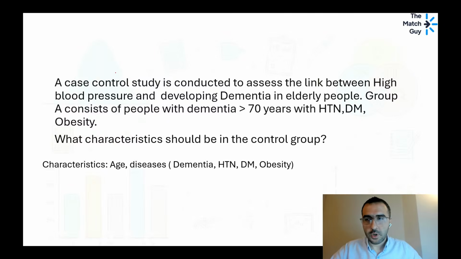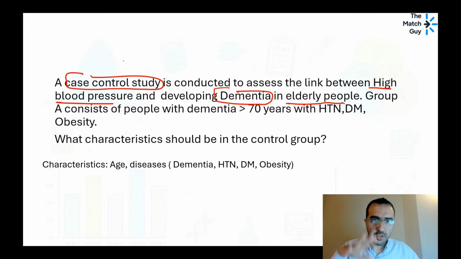And they may ask you in another way. Here we have a case control study that assesses the link between high blood pressure and developing dementia in elderly patients. First of all, it's a case control study. So in a case control study, you start with a disease. Which is the disease, high blood pressure or dementia? Well, it makes sense that dementia is the disease. So dementia, and we look retrospectively for the risk factor, which is blood pressure.